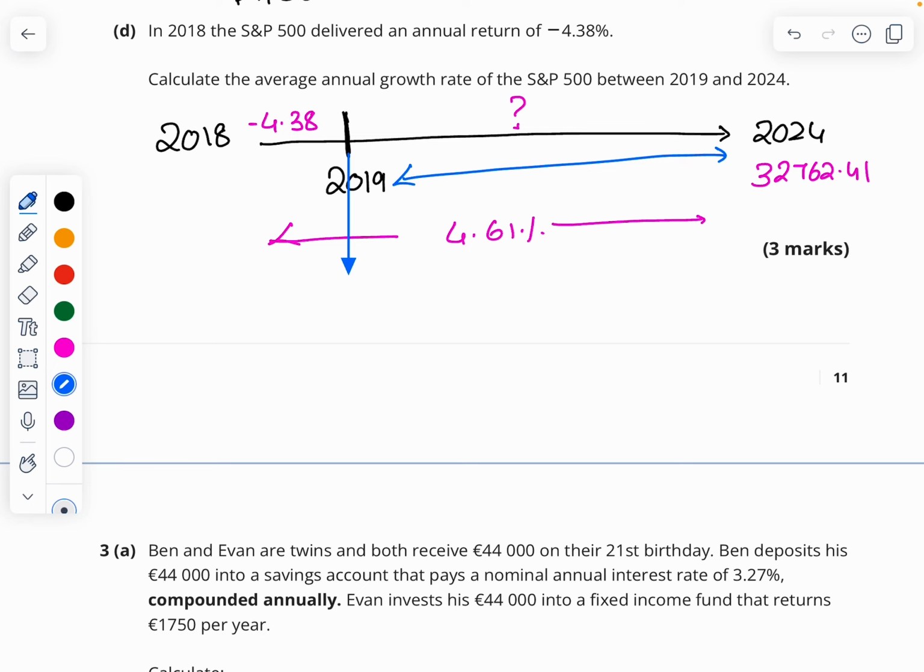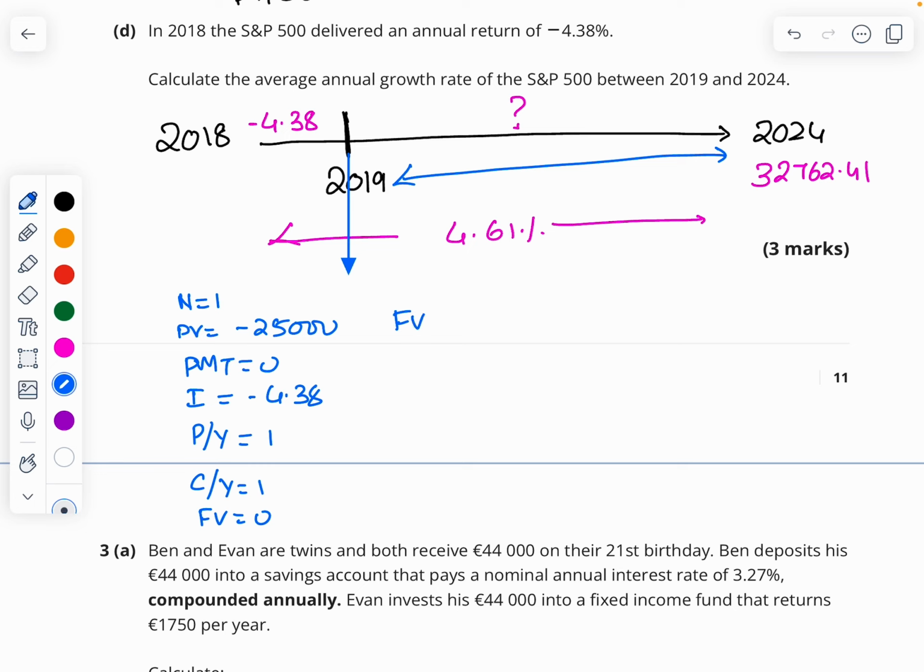So for that, what am I going to do? N equals 1, and principal value equals minus 25,000. Then PMT equals 0. Then interest rate is minus 4.38. P/Y equals 1. C/Y equals 1. This gives me the future value equals 0. Keep that. That gives me the future value, which is going to be 23,905. So this 23,905 will become the present value for the remaining 5 years period.